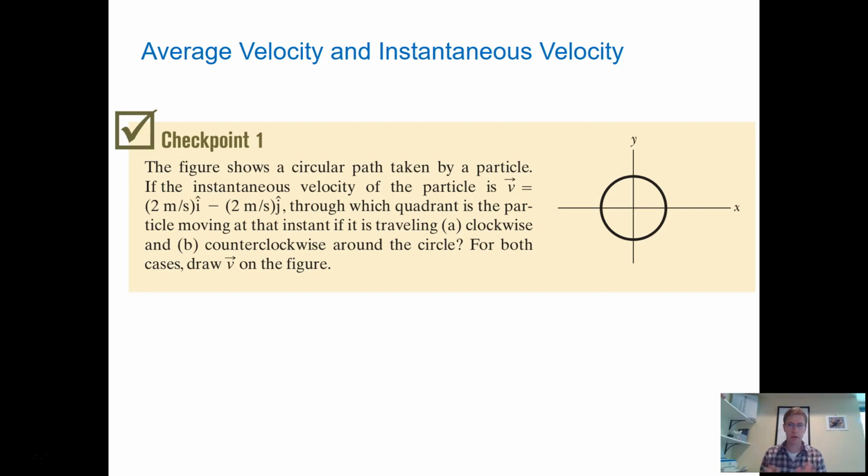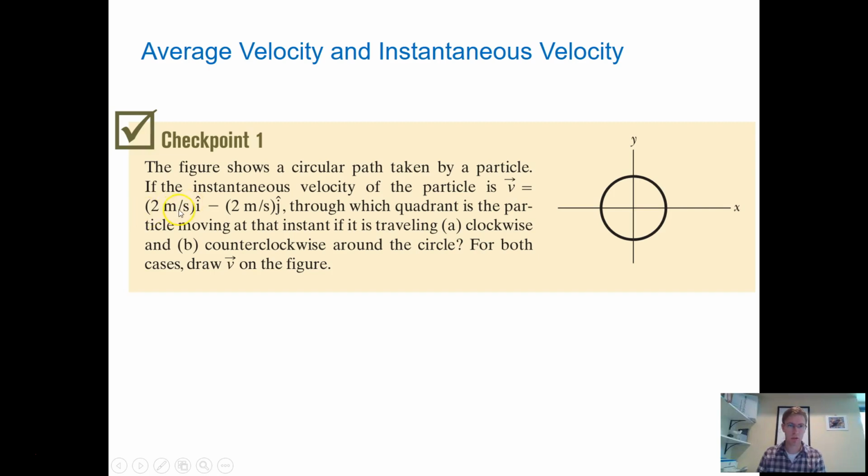But before we do, I wanted to do a quick check to make sure we can conceptually understand what's going on. Let's say that you have an object that's moving around in a circle. So here's our circle, and an object is tracking along this path. It can either go counterclockwise or clockwise, okay? And we're told here's its velocity: 2 meters per second in the i hat direction. Remember, that's a unit vector representing the x direction.